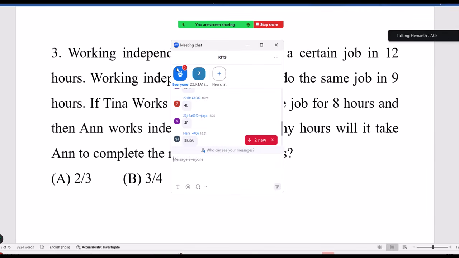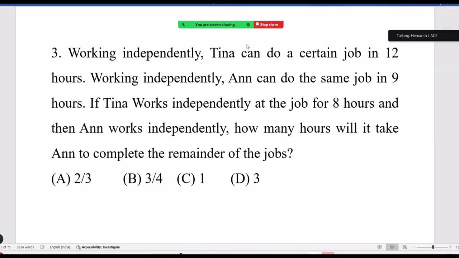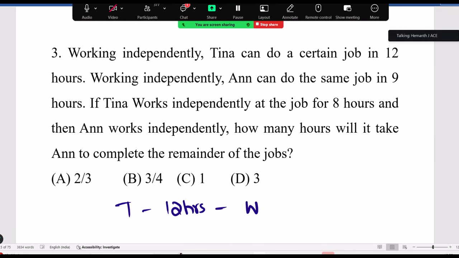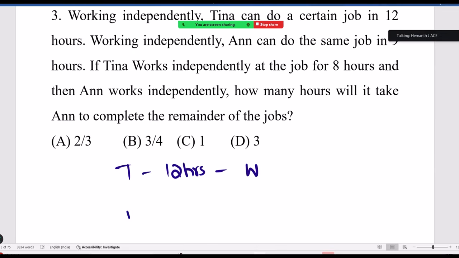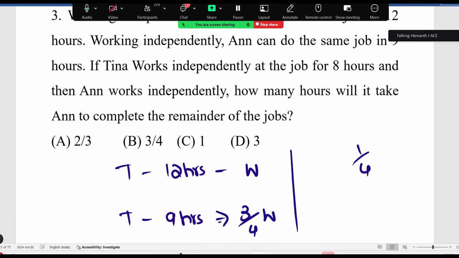You can, this is time and work, you can go for that basic stuff or you can do normally also, directly also you can attack. Tina will take 12 hours to complete the work. Right. 9 hours means only 3 by 4th of the work completed. Pending is 1 by 4th of the work.